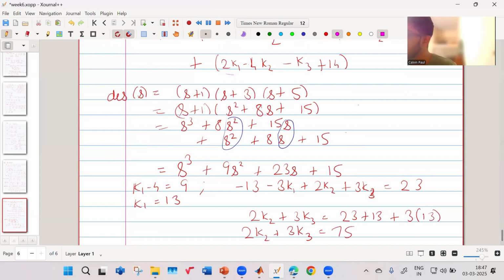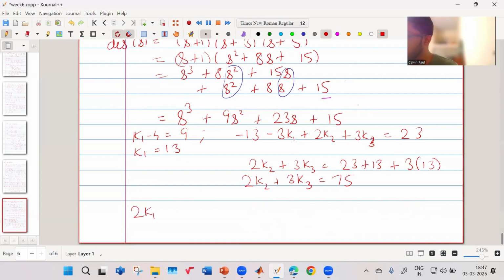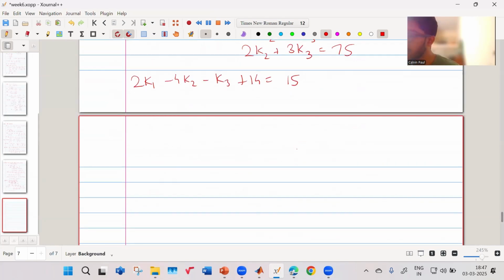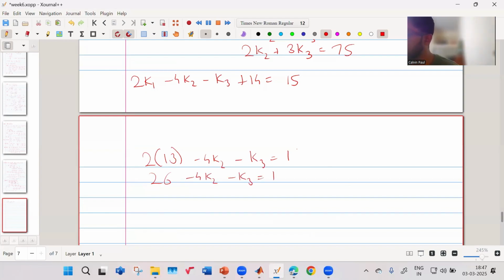Then we have to equate the last part, this is equal to this. So we get 2K1 − 4K2 − K3 + 14 = 15, right? So we get 2 into K1, which is 13, minus 4K2 minus K3 is equal to 1. So 26 − 4K2 − K3 = 1, so −4K2 − K3 = −27, or we better write it as 4K2 + K3 = 27.